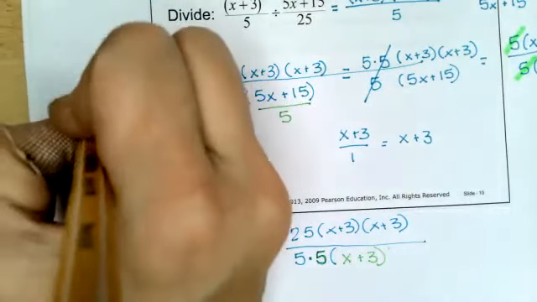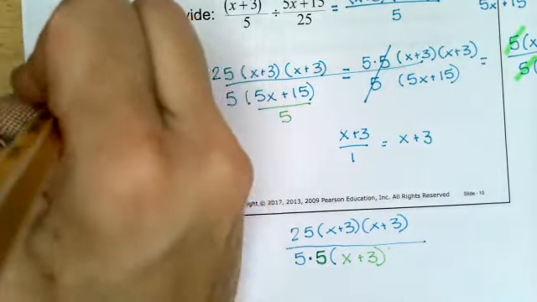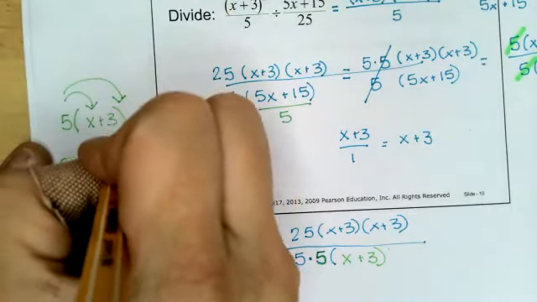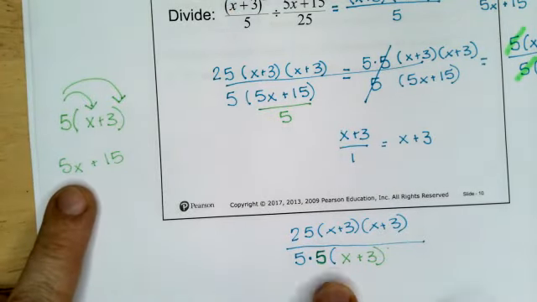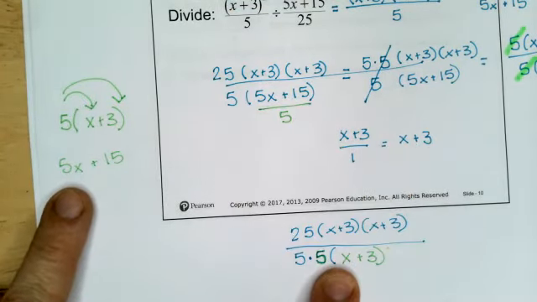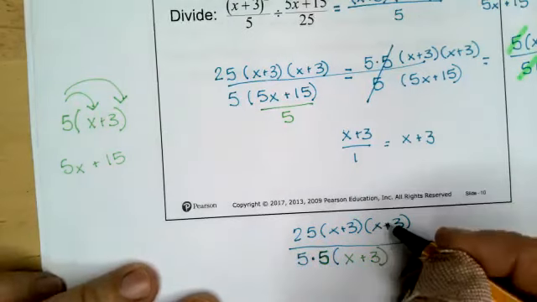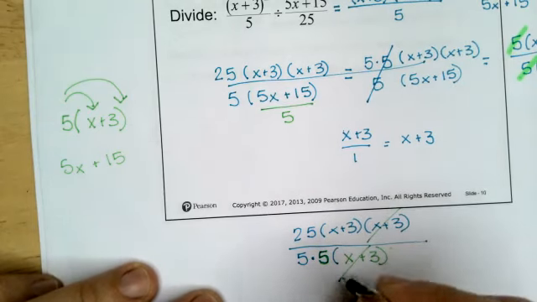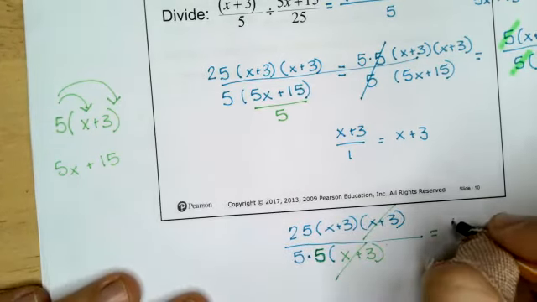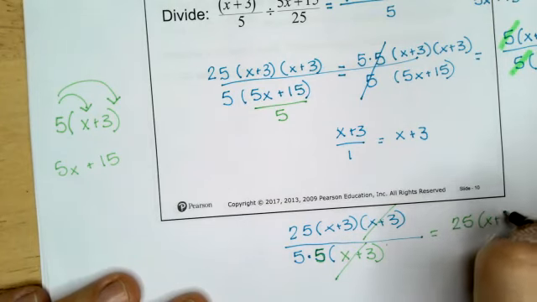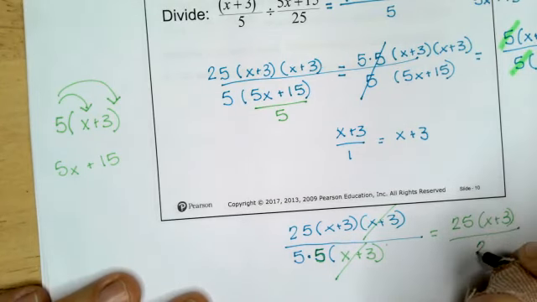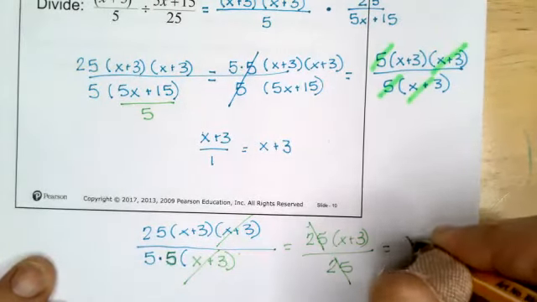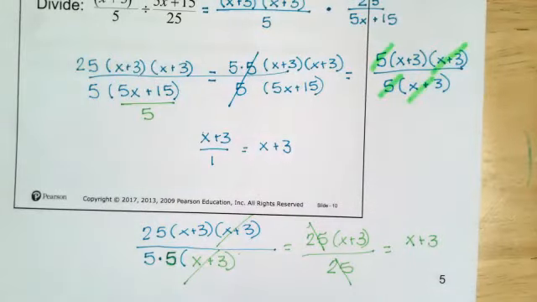If I refactor it out, 5 times x plus 3 is 5 times x, which is 5x, and 5 times 3 is 15. So that is the same as this, right? The reason I factored it is because if I have an x plus 3 on top and an x plus 3 on the bottom as factors, I can cancel them out. That becomes 25 on the bottom, and x plus 3 on top. 5 times 5 is 25. And again, 25 and 25 cancel, and again, I have x plus 3 on top with nothing on the bottom.